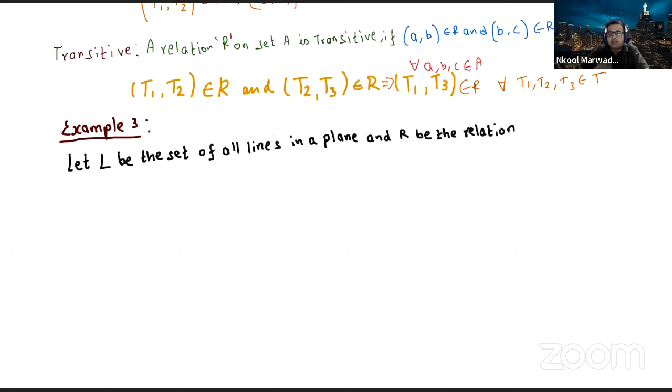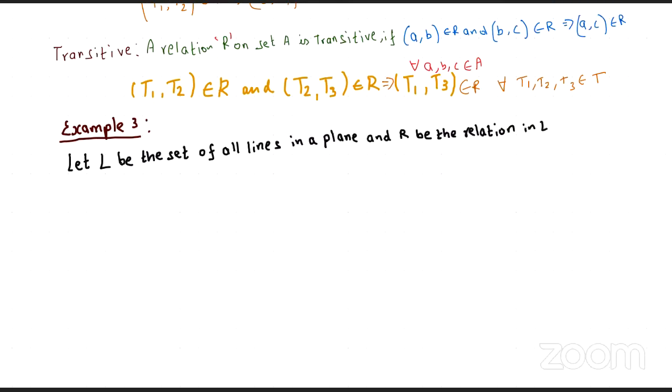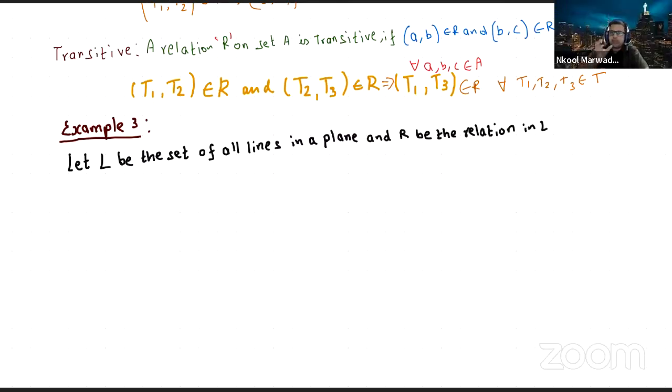L cross L will contain all the possible relations of the set L, because it will contain all the set of ordered pairs. So it is the set of all the possible relations, and capital R will be a subset of that. Capital R will be a special relation which follows a property, and that property we will discuss.